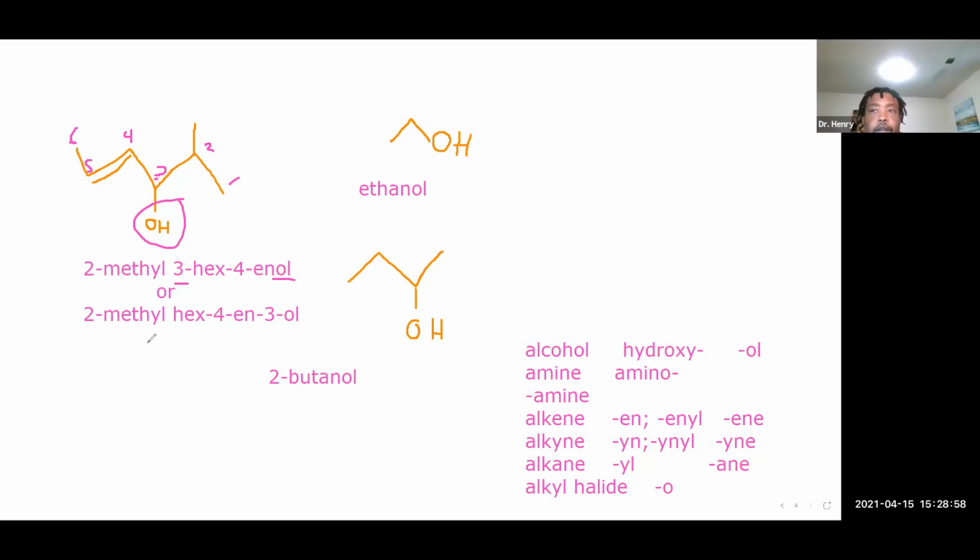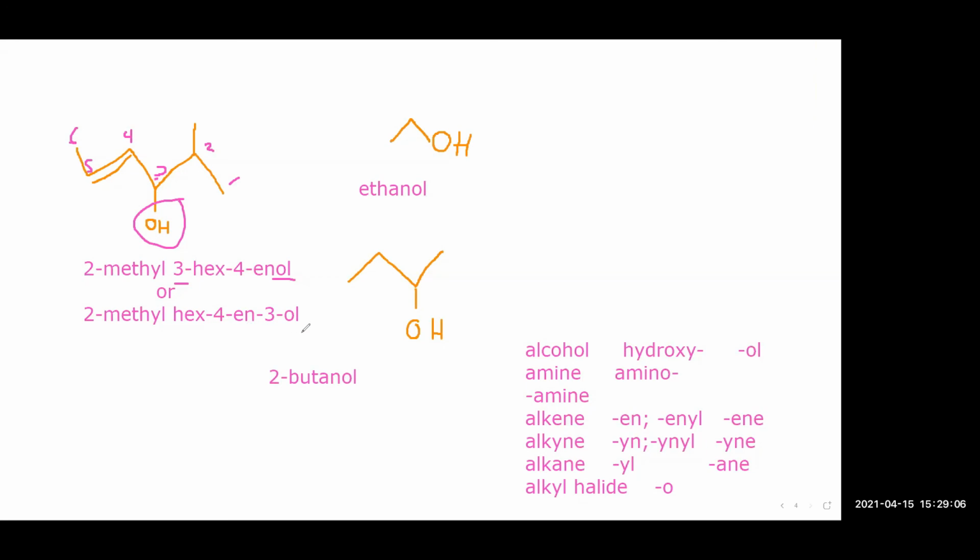Or you could write it this way, where you put the number before the structure. Oh, I see what Edgar was saying now. I was wondering why we were bouncing from that 3 to the back of the name. Because the second one, it's hex, which is 6, and on 4 there's the EN, a bond, and on 3 there's the OL. And just remembering to put all those dashes. It's all a hot mess to me, so don't worry about it.